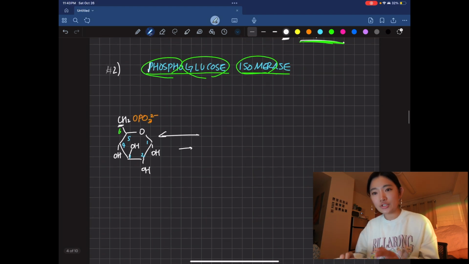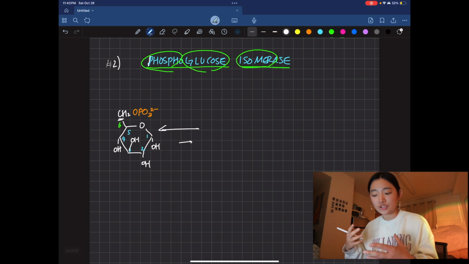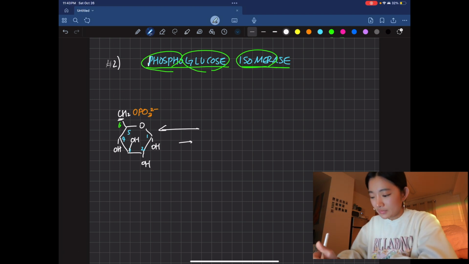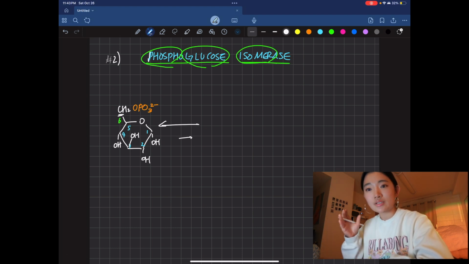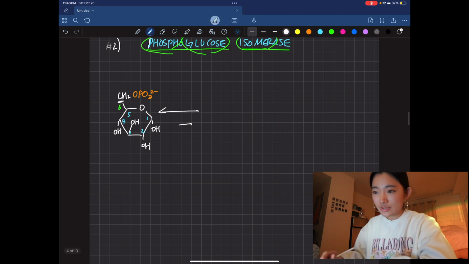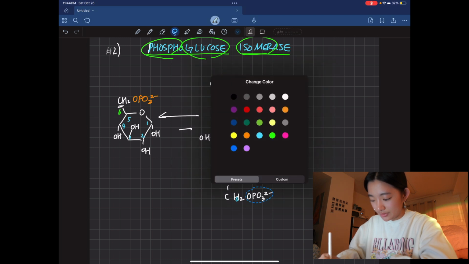So opening up this sugar, we don't like doing that, but we're going to have to do it anyways in order to move around stuff to make it an isomer. So glucose is an aldose, and fructose is what we're turning this into. Fructose is a ketose. So an aldose is going to have an aldehyde group, right? So again, always number your carbons.